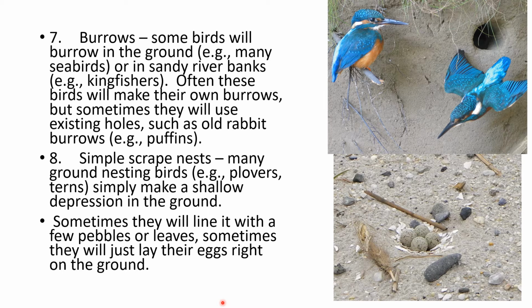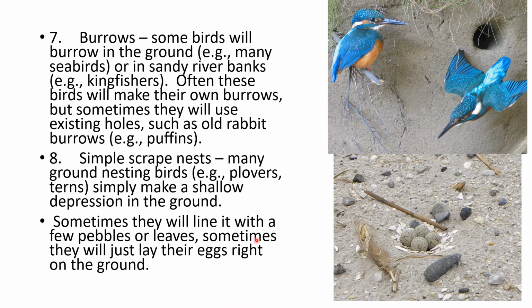Many ground nesting birds such as plovers and terns simply make a shallow depression in the ground, and these nests are called scrape nests. These nests are not intricately woven or constructed structures, simply a depression in the ground is made and the eggs are laid, and mostly the eggs have colors that camouflage with the external environment.